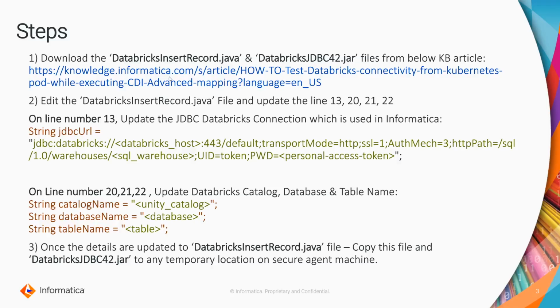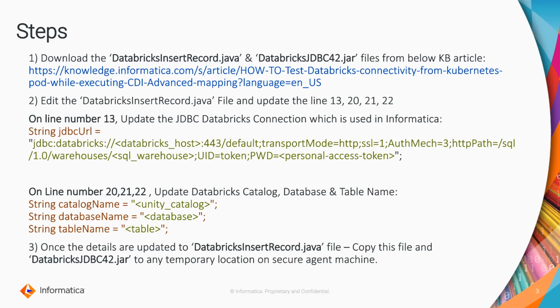Now once you have downloaded the files, edit this DatabricksInsertRecord.java file, and you need to update the lines 13, 20, 21 and 22. In line 13 you need to update the JDBC Databricks connection string which is used in Informatica, and in lines 20, 21 and 22 you need to update the catalog name, database name and the table name. This Java program will try to insert a record into this table to validate the connectivity from the Kubernetes pod.